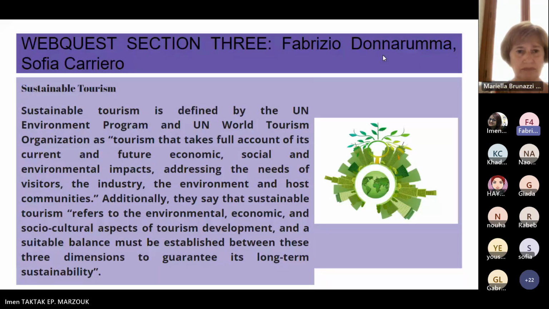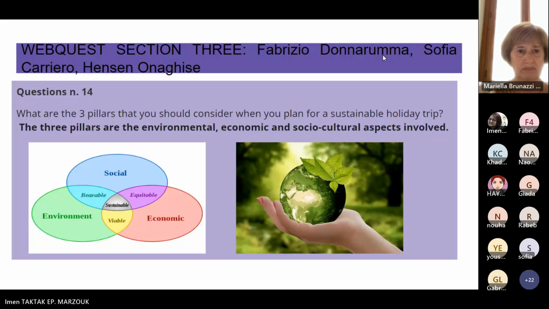Sustainable tourism is defined by the UN Environment Programme and the UN World Tourism Organization as tourism that takes full account of its current and future economic, social, and environmental impacts, addressing the needs of visitors, the industry, the environment, and host communities. Additionally, they say that sustainable tourism refers to the environmental, economic, and socio-cultural aspects of tourism development, and a sustainable balance must be established between these 3 dimensions to guarantee its long-term sustainability. What are the 3 pillars that you should consider when you plan for a sustainable holiday trip? The 3 pillars are the environmental, economic, and socio-cultural aspects involved.